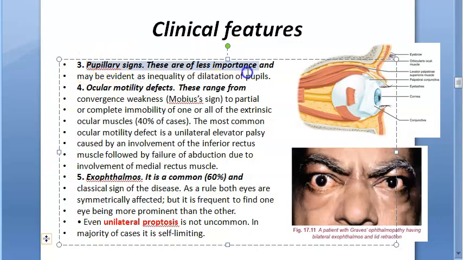Let's move on. Pupillary signs we already saw, inequality of dilation of pupils. It's of less importance, they are saying. Ocular motility defects can be there. That is Mobius sign. Okay, we can remember this. Mobility, motility, something like that. The range from convergence weakness to partial or incomplete immobility of extrinsic ocular muscles. Mobius sign. Are you paying attention?